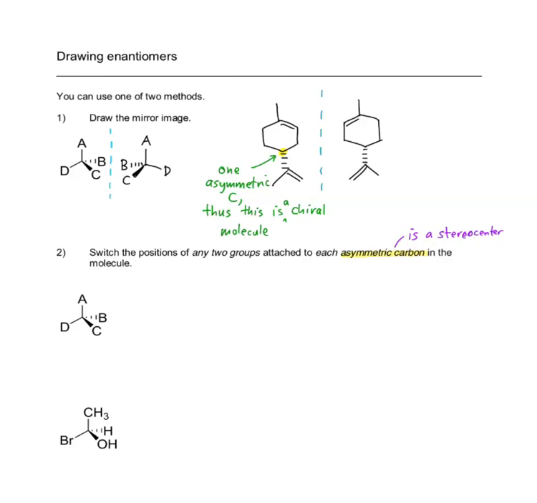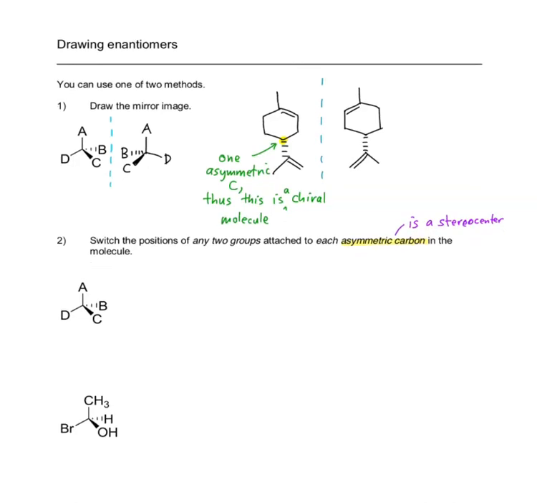So let's work on a couple of examples of this. Let's call this first one star. And so what we'll do is we're going to switch two of the groups attached to the asymmetric carbon, which is the one that I've highlighted. So we're assuming that A and B and C and D are all different.